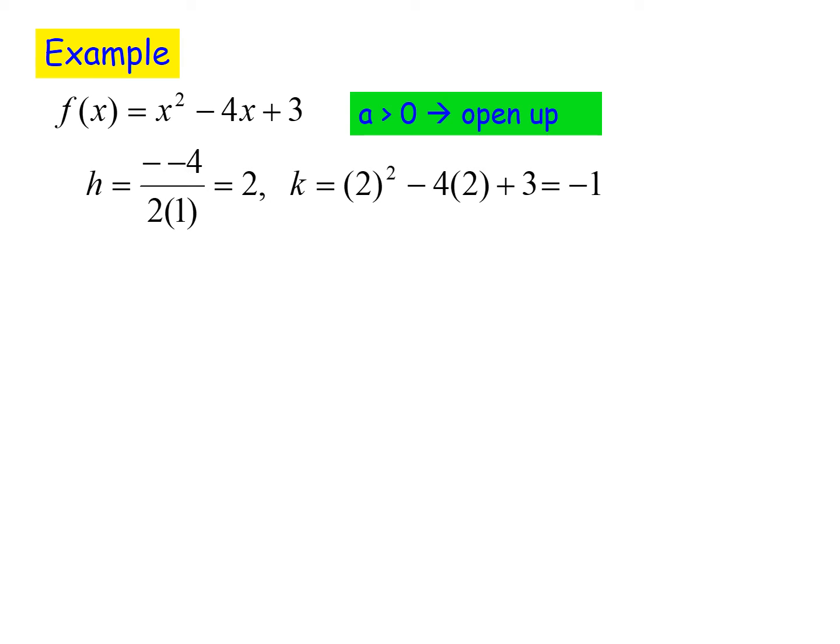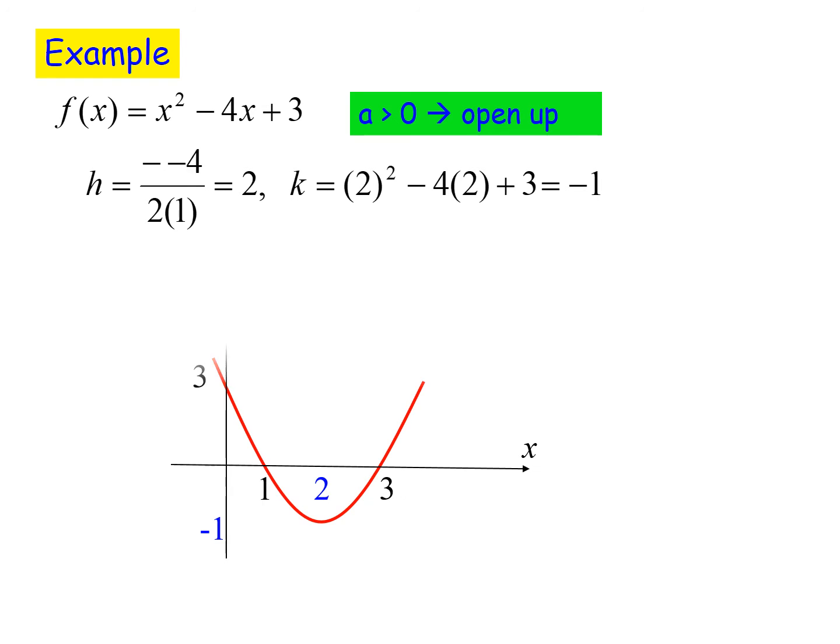Then to find k, we substitute into f(x). So k is f(h). So we substitute: k equals 2 squared minus 4 times 2 plus 3, we get k equals negative 1. So finally the vertex (h, k) is (2, negative 1). To draw the graph, we draw a smiley graph with vertex (2, negative 1). So the graph will show like this.